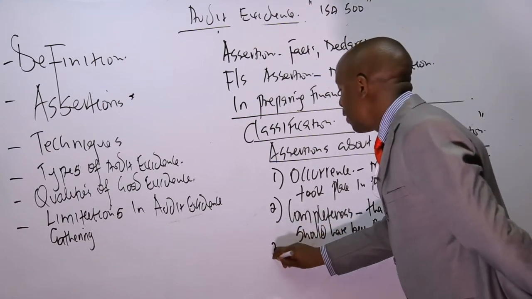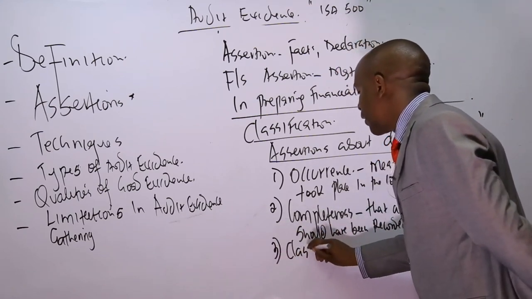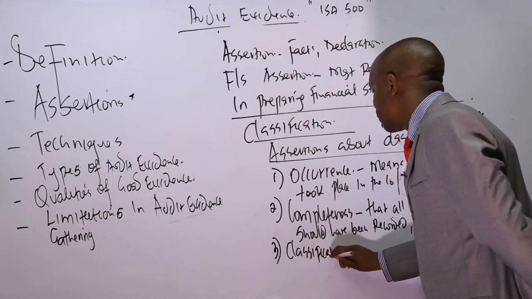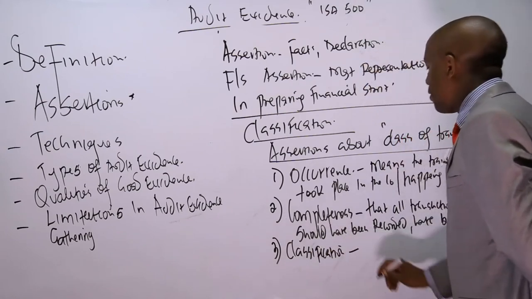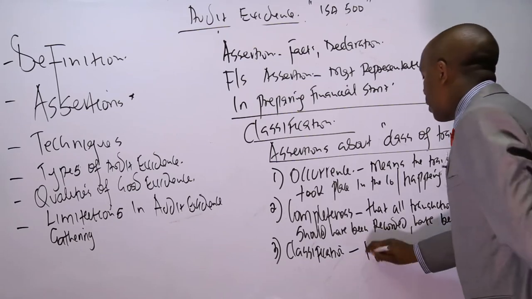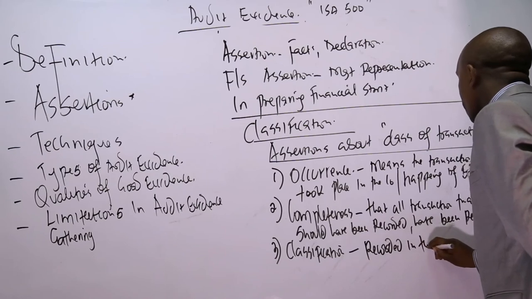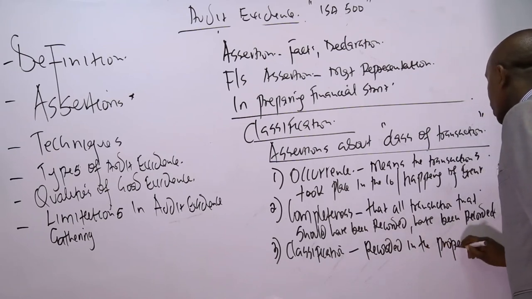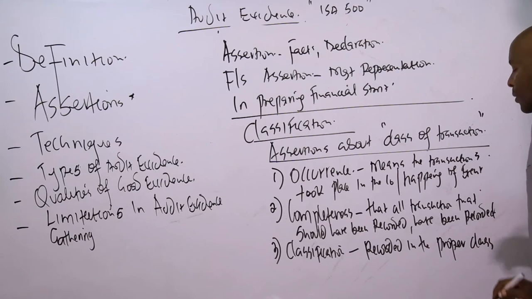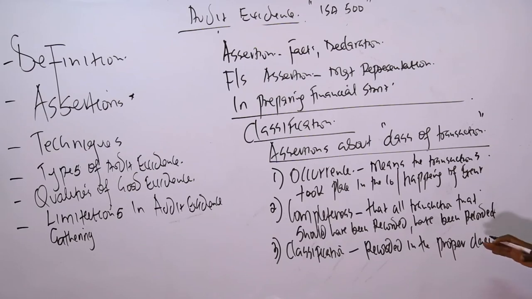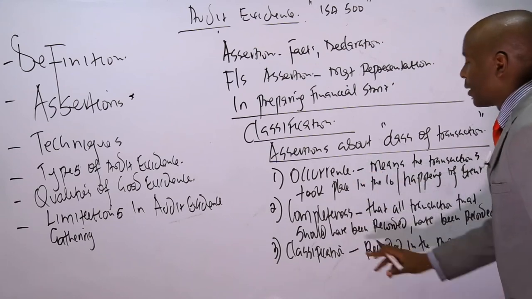Number three, they bring the word classification as part of the assertion. What the management is trying to assert is that everything has been recorded in the proper class of transaction. So if you come across a particular transaction, then the management is trying to tell you that that transaction has been recorded in the proper class. Classification. By now, you know how many assertions? One, occurrence, completeness, and classification.